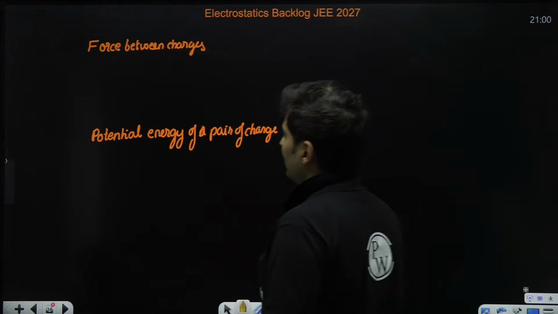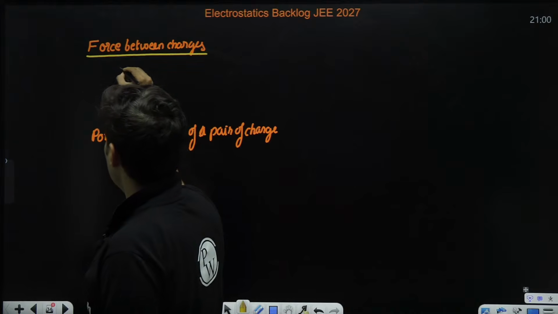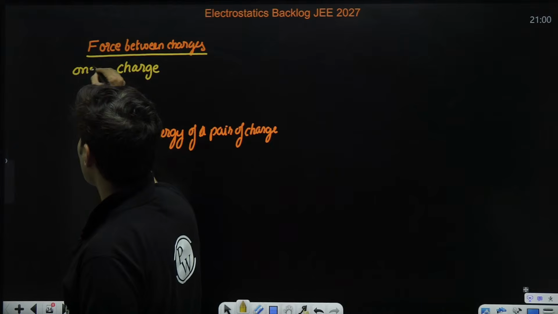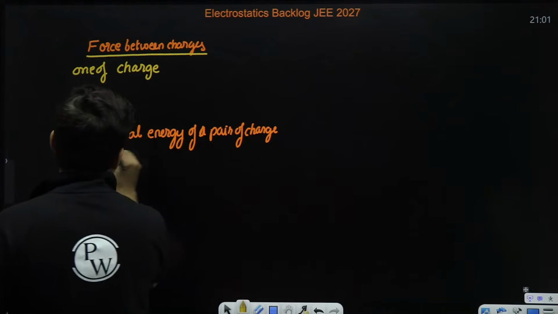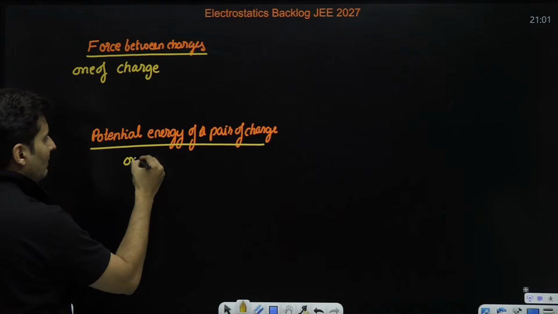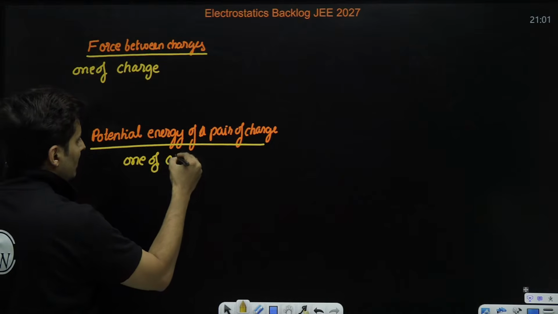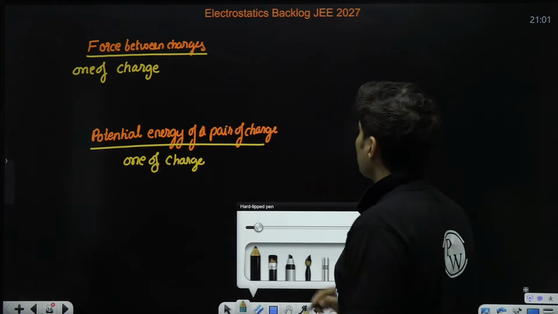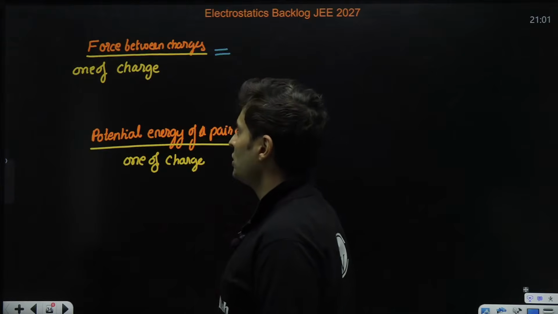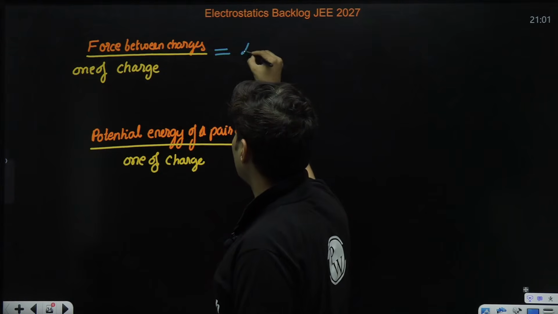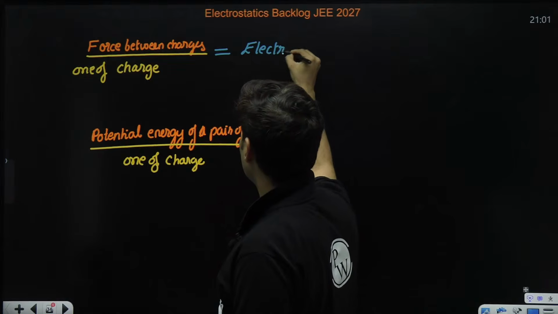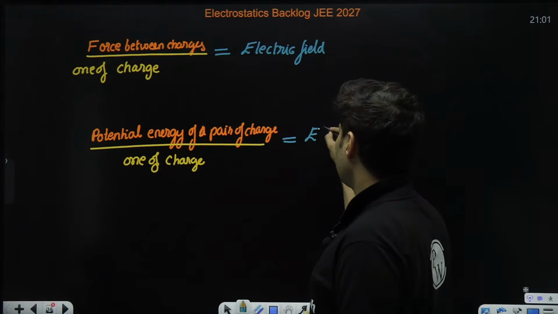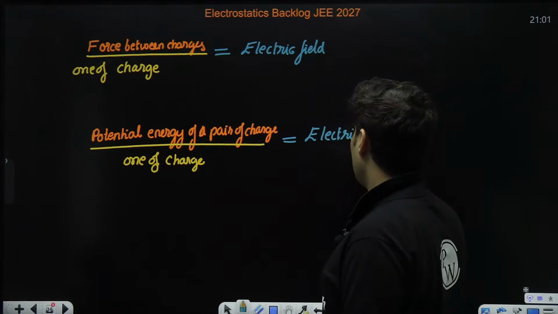Now you take that force and you divide it by a single charge, by one of the charges in that pair of charges. Then what you get is this concept of field and potential. What you get over here is nothing but electric field, and what you get over here is nothing but electric potential.